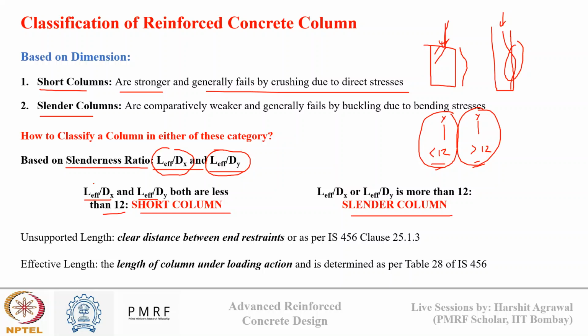Now, what is L effective? L effective is the effective length of the column, which is nothing but a factor k times the unsupported length of the column. So this is how we calculate L effective. And what is this unsupported length? It is the clear distance between end restraints of the column. We'll see shortly what this unsupported length is and how we calculate it. The effective length is the length of the column which is actually under the loading action. This also we'll see later in the slides where we do the calculation part.